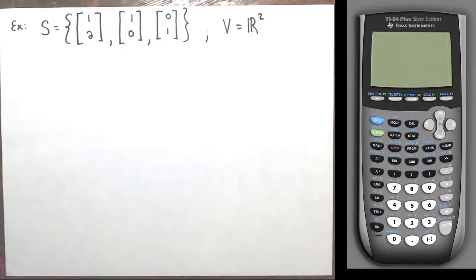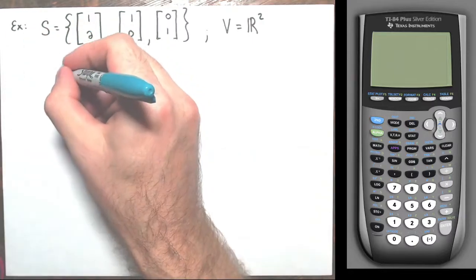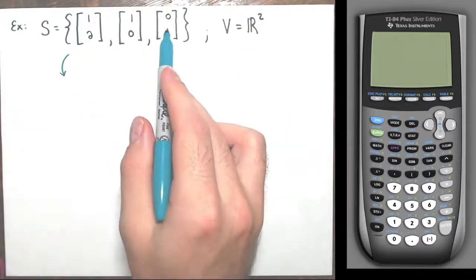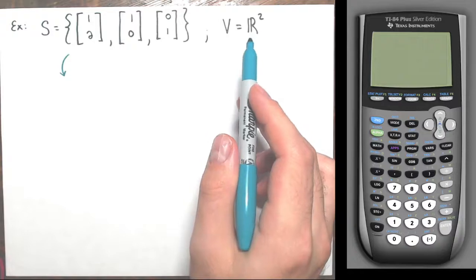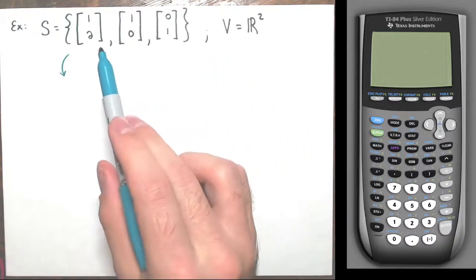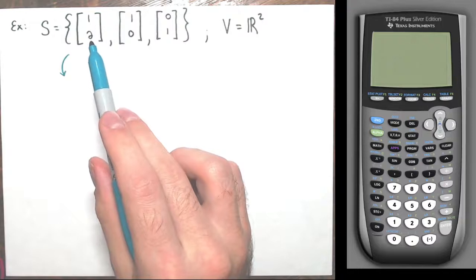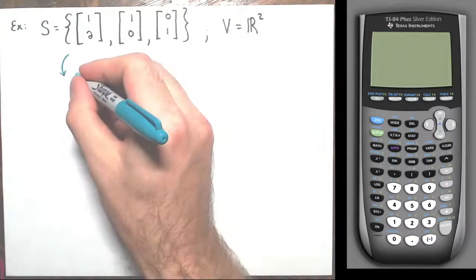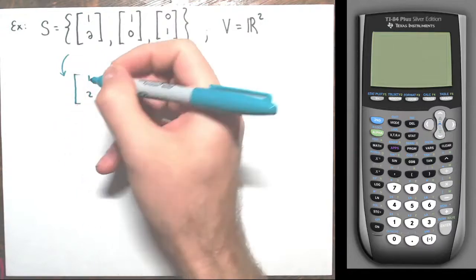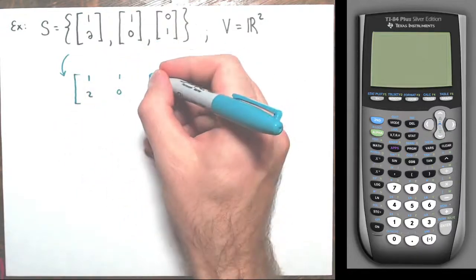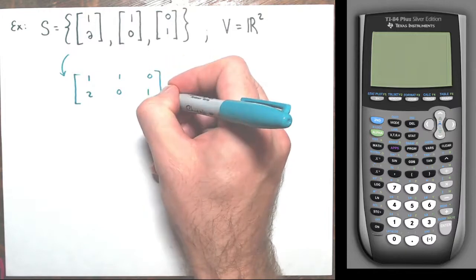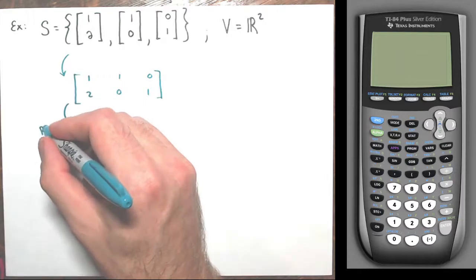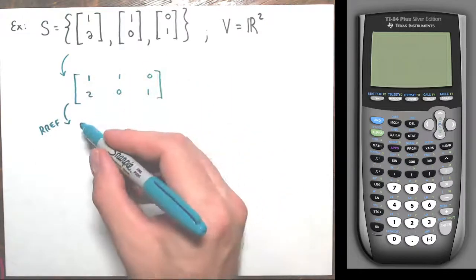But I'm going to do the same thing I've been doing. If you were to set up a linear combination of these 3 vectors equal to any vector v1, v2 in R2, or if you were to check for independence, take a linear combination of these vectors and set it equal to the 0 vector, the coefficient matrix would be this 1, 2, 1, 0, 0, 1 for all of those. And then I'm going to put this in reduced row echelon form.